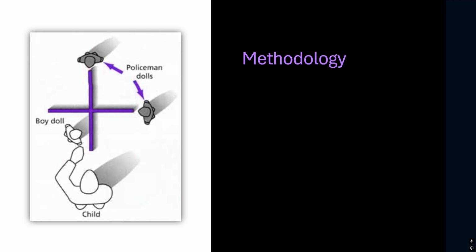So here on the left we can see a very crude illustration of the experiment itself. We can see we've got 2 policeman dolls and a boy doll, and the child has to position this doll so that it isn't spotted.